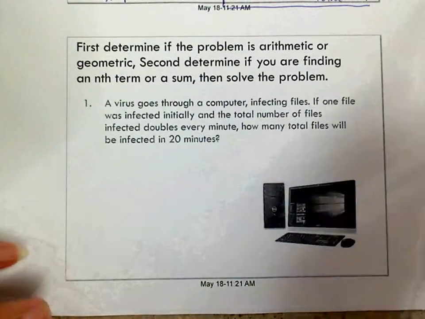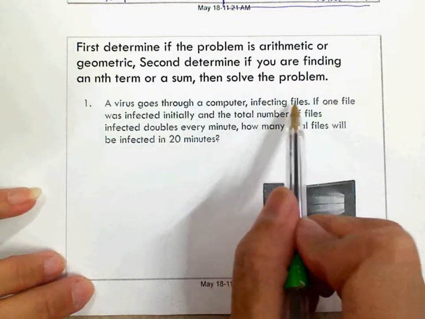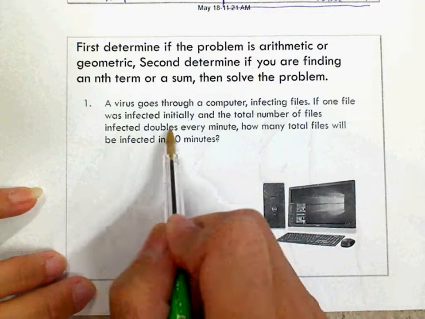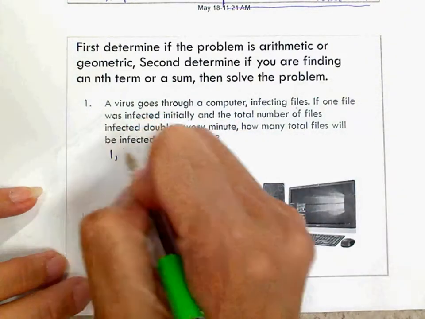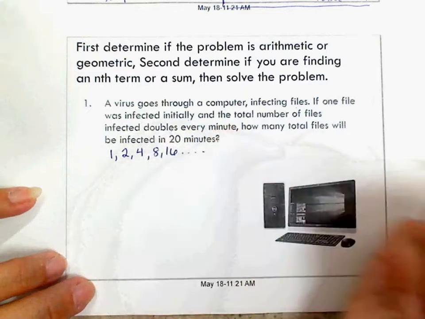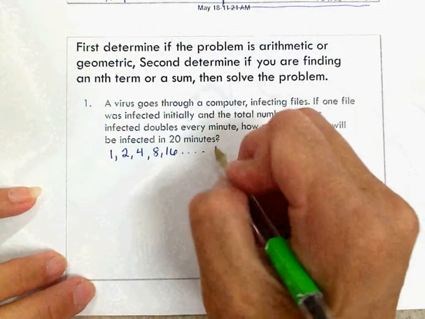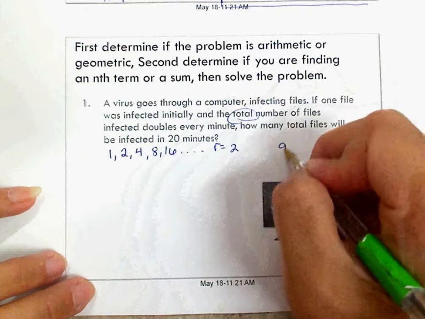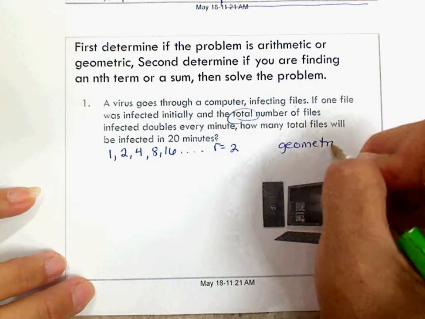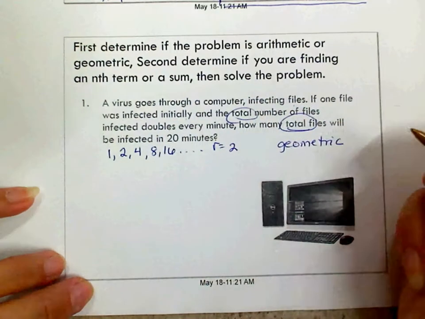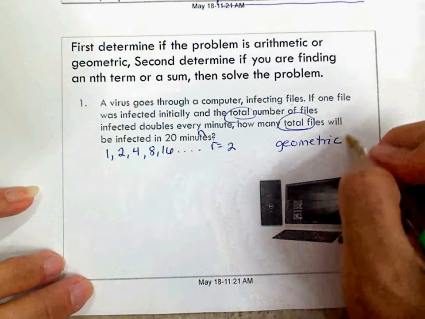A virus goes through a computer infecting files. If one file was infected initially and the total numbers infected doubles every minute, so I start with 1, I double. See a pattern? Okay, so every minute R is 2 because it says double. So I know right here is geometric. How many total files will be infected in 20 minutes? So N is 20. And since I want to know the total, that's going to be my series.